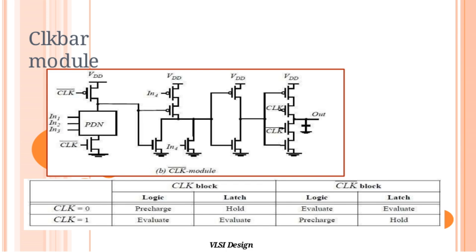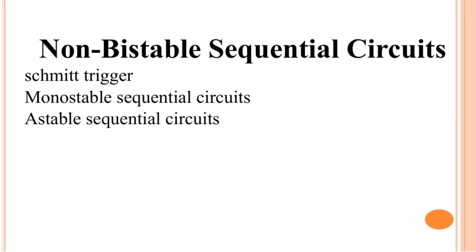Here, we're looking at non-bistable sequential circuits, which are a bit different from the bistable ones we might be more familiar with. These circuits don't have two stable states. Instead, they rely on one or no stable states. Let's start with the Schmitt trigger.